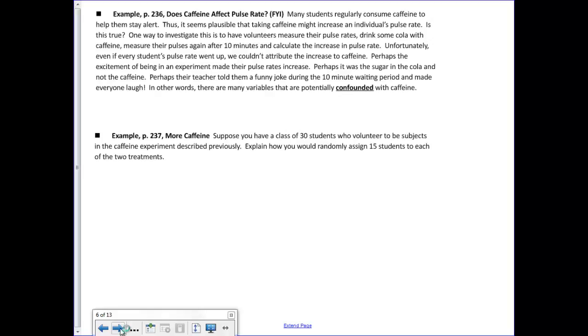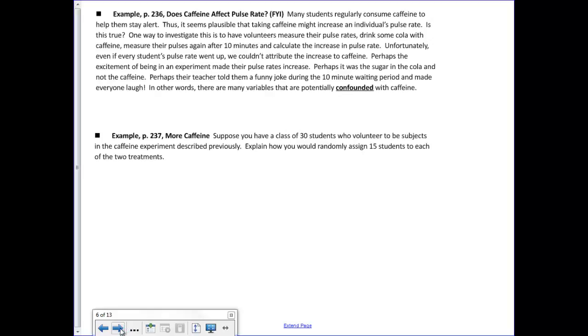I'm going to give you a minute. Read through that example on your own. Does caffeine affect pulse rate? Suppose you have a class of 30 students who volunteer to be subjects in the caffeine experiment that we just looked at. Explain how you would randomly assign 15 students to each of the two treatments. You have a group of 30 students. How are you going to say, you people in this group, you people in that group? Give everybody a slip of paper, put 15 slips in a hat, and have people draw, right? Won't that be simple, rather than using a table of random digits?